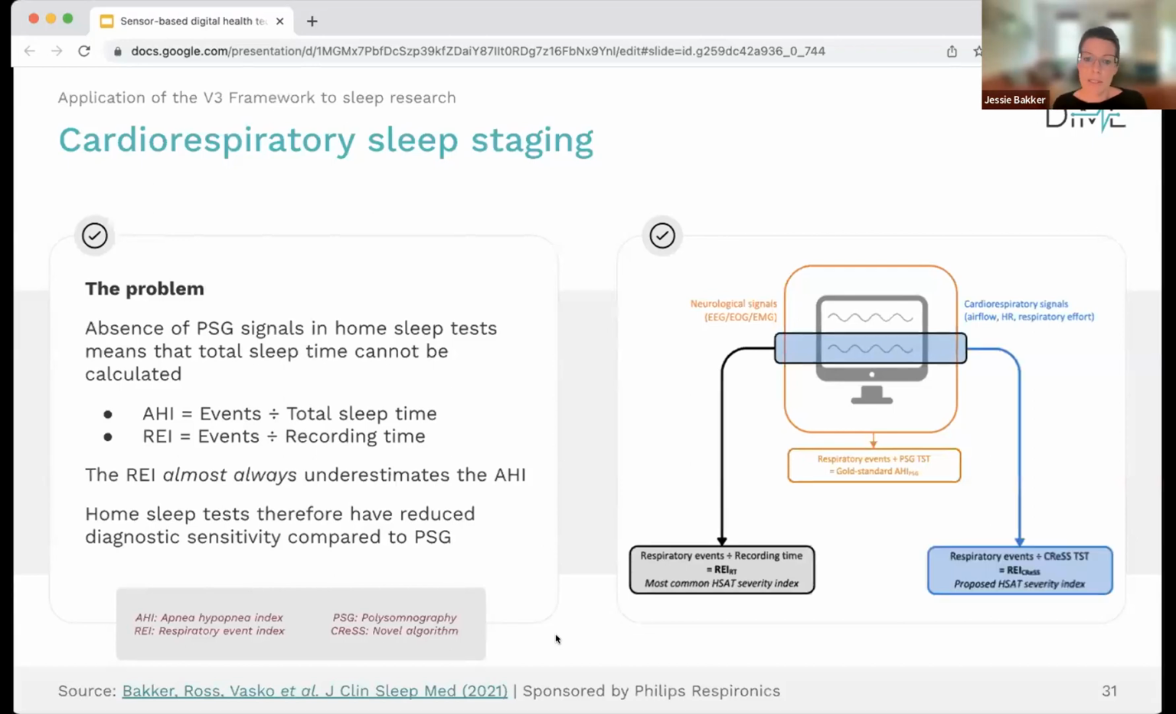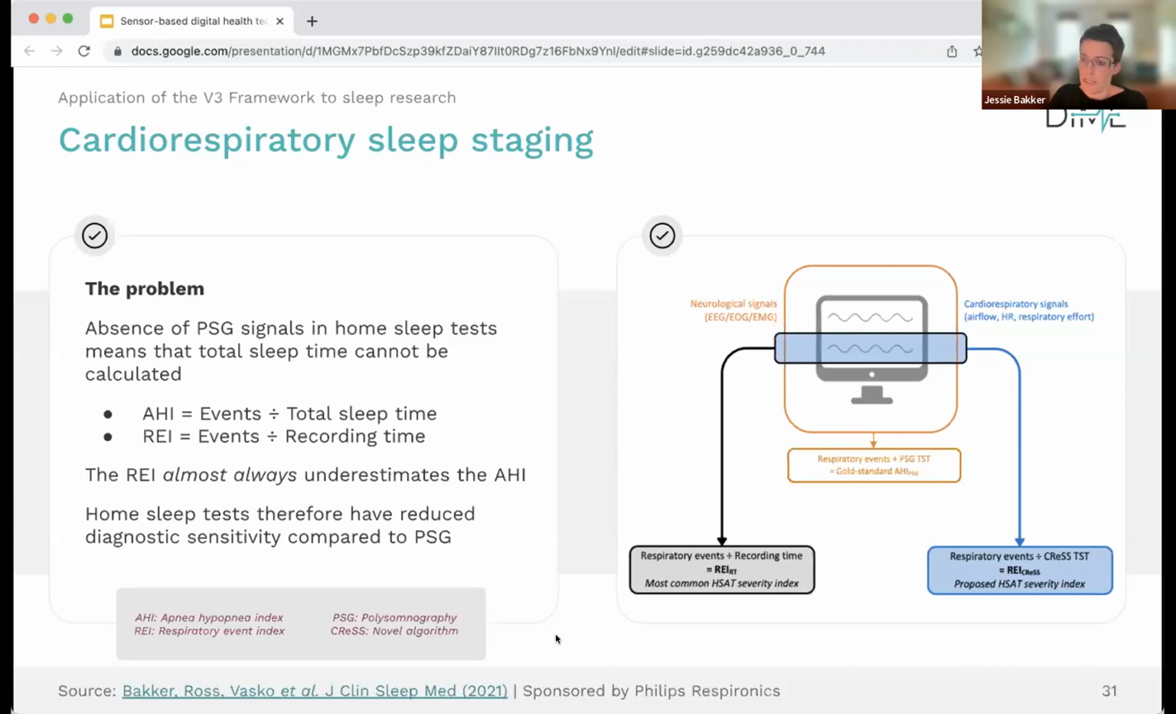Alternatively, and what we are proposing in this particular paper, is to instead calculate the REI based on algorithm-determined total sleep time. So total number of events divided by the algorithm total sleep time to give the CRESS REI as our proposed home sleep apnea test severity index.